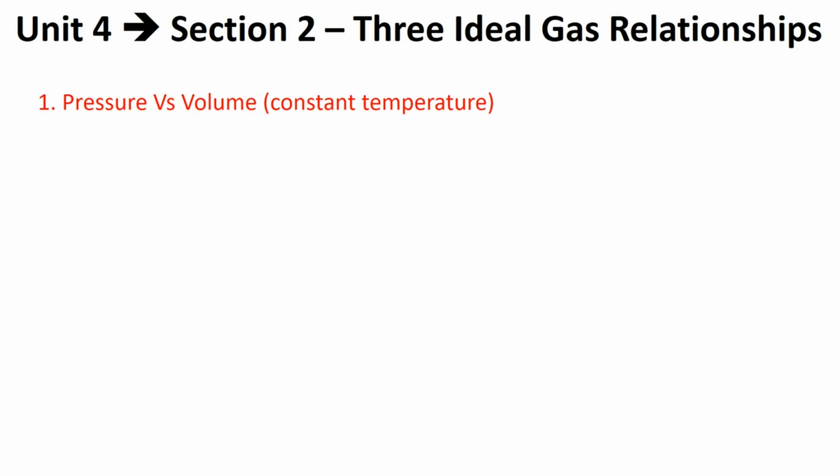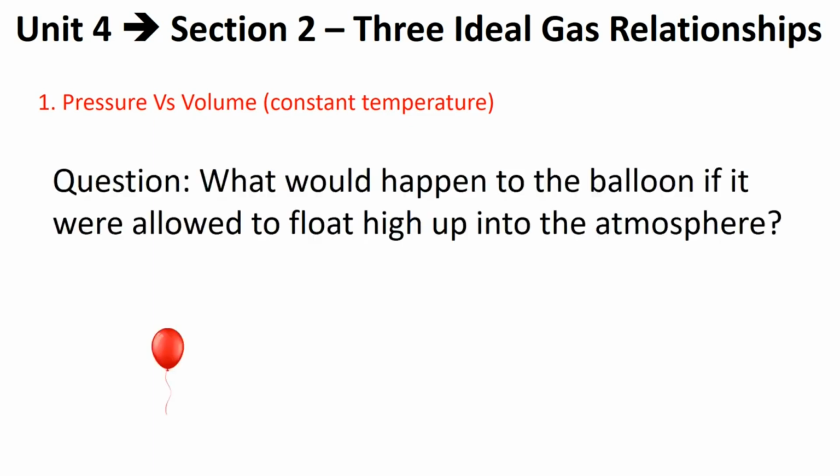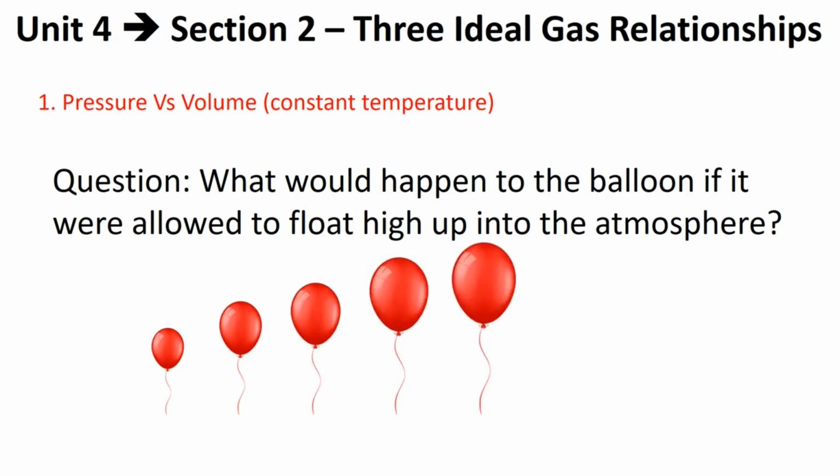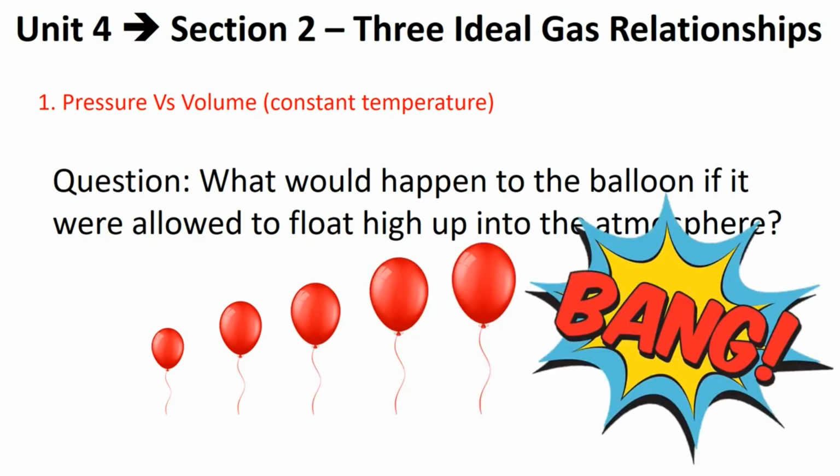Now before we actually get into the math and equations, a thought experiment is probably a good idea. So let's think about a red balloon. What would happen to this balloon if it were allowed to float up high into the atmosphere? As you go up in the atmosphere, there's less air molecules, so there's actually less pressure. So what happens to the volume of our balloon if there's less pressure on the outside of the balloon? Well, it's going to start to get bigger, and bigger, and bigger, until bang, it explodes.